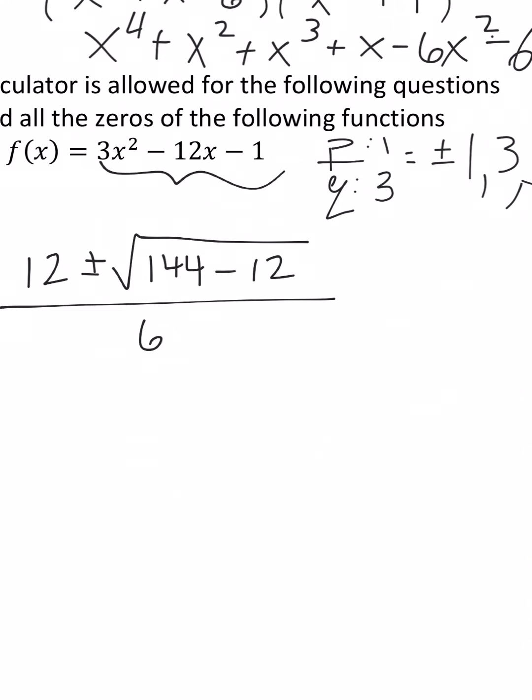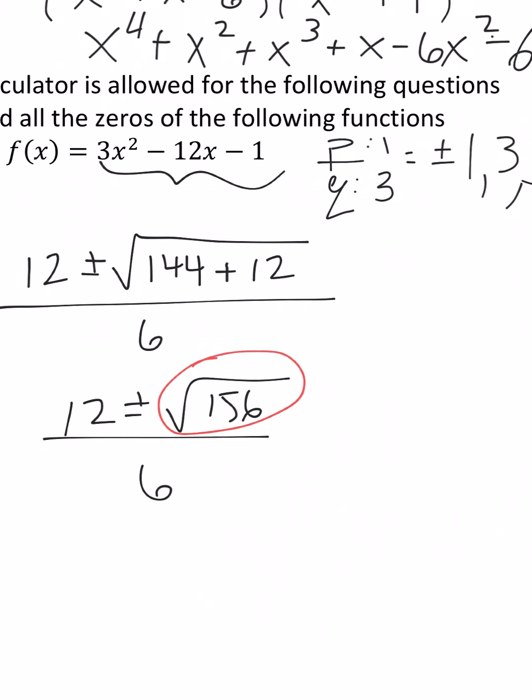So when I do the quadratic formula, negative b plus or minus the square root of b squared minus 4ac all over 2a, we end up, actually it should be a plus 12. We end up with 12 plus or minus the square root of 156 over 6. So this was not rational, because if it was, the square root, the discriminant part, would be a perfect square. So since this is not a perfect square, it didn't quite work out the way we wanted to.